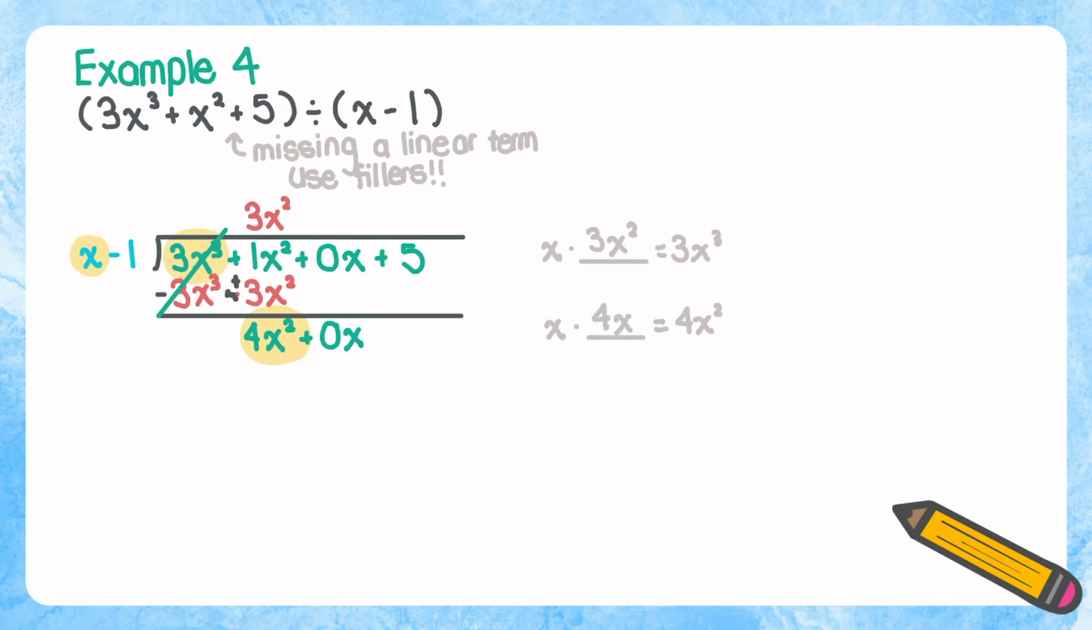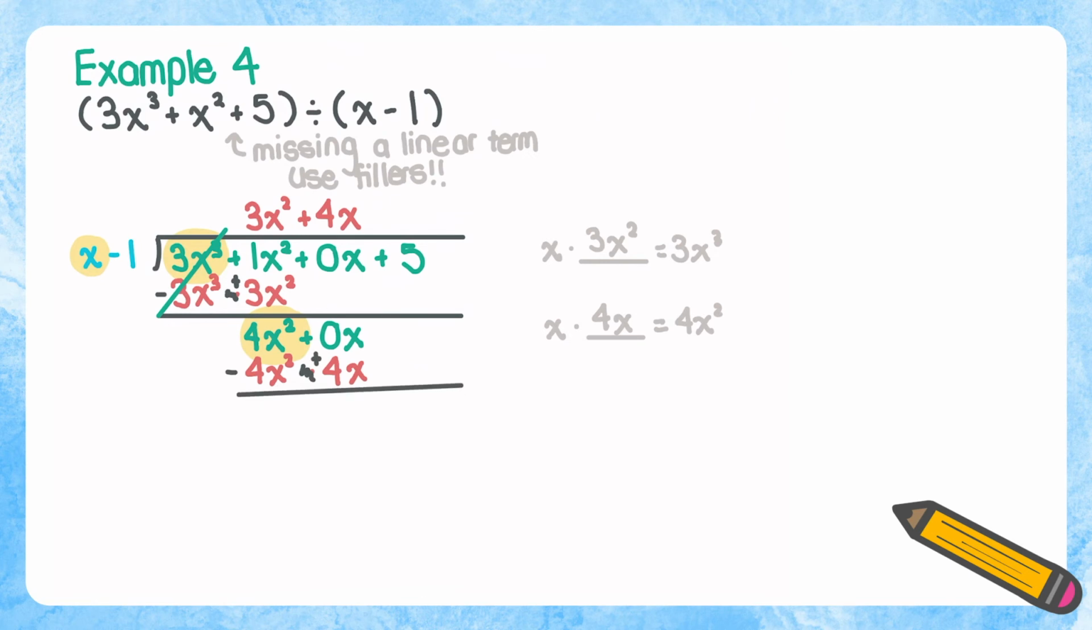4x. So let me write that up here. I'm going to write it right above the filler term. All right, I'm going to distribute. So 4x times x is 4x squared. And then 4x times negative 1 is negative 4x. Next, remember to switch signs for both terms.